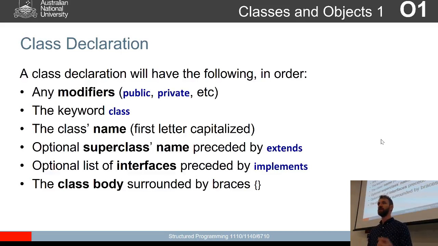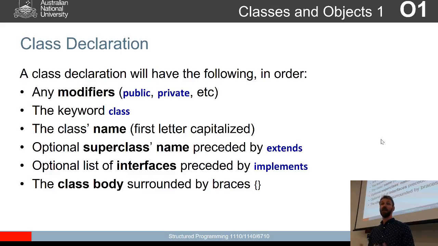Optionally also, you can give a list of interfaces that your class implements. So you can say this class implements and then a list of names of interfaces. So again, back on the bike, we had an interface we called movable thing. So we might say our bike class implements movable thing. And that just says it has all of the behaviors that are defined on that interface.